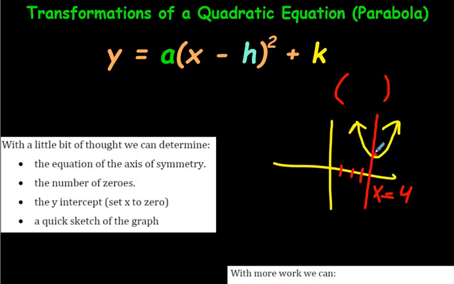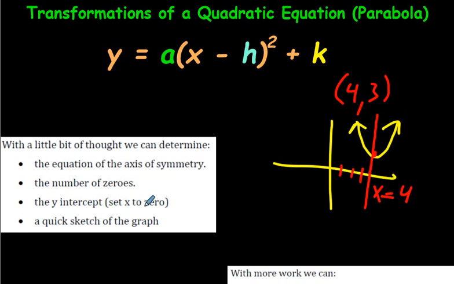So if the vertex here was 4 across and 3 up, like the one before, then the axis of symmetry would be 4. The number of zeros, well, with this particular parabola, there are no zeros, it doesn't cross. But we can think about all those things. We can see here that this would have no zeros. If it's going 4 across and 3 up and it's opening upwards, there would be no zeros at all.